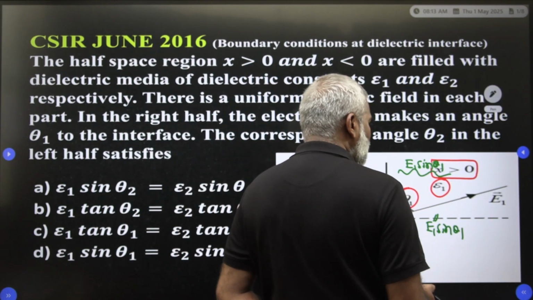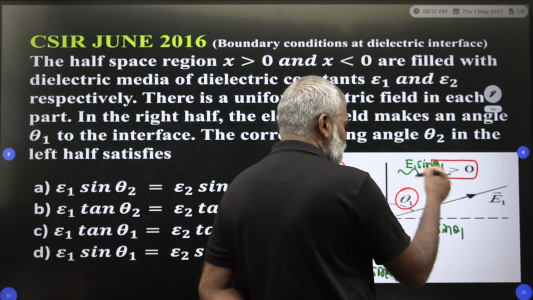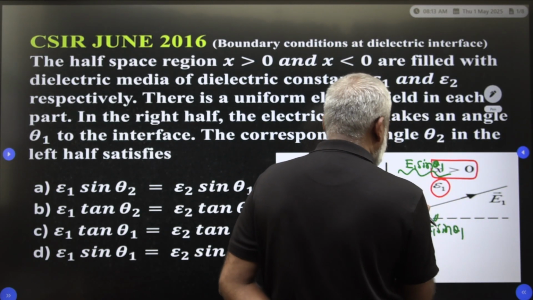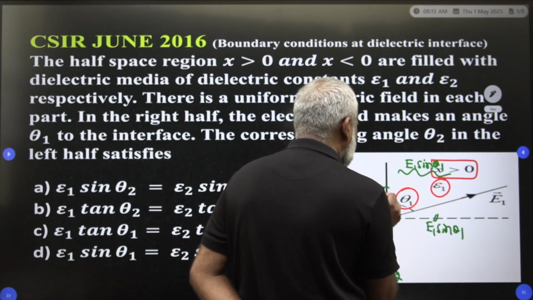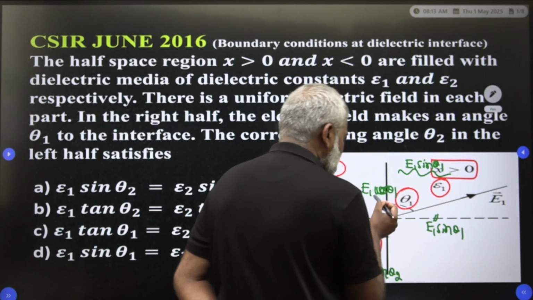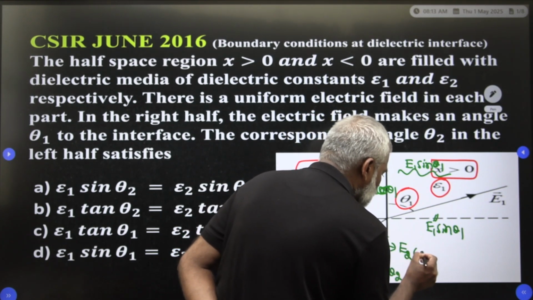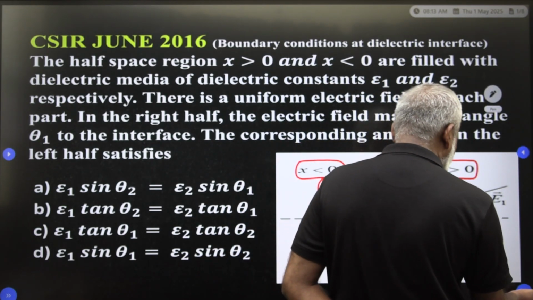Then there is the adjacent component. Once you take it, the adjacent component is E1 cos theta 1, and on the other side it is E2 cos theta 2, right? So these are the things we have to write.